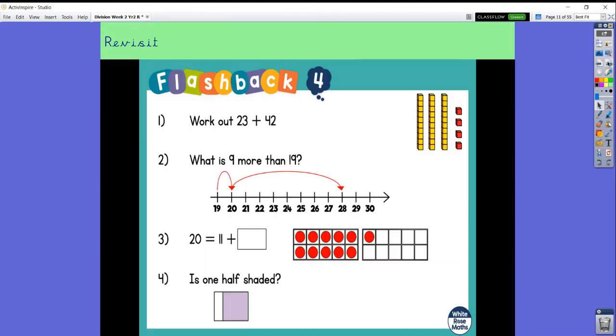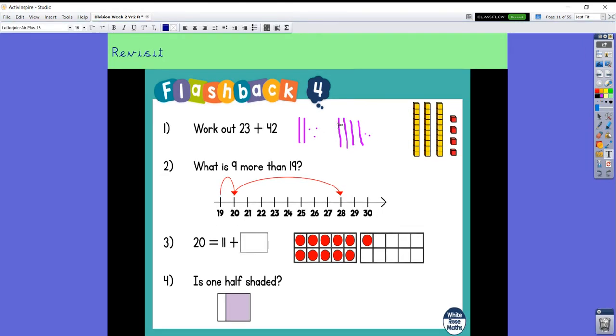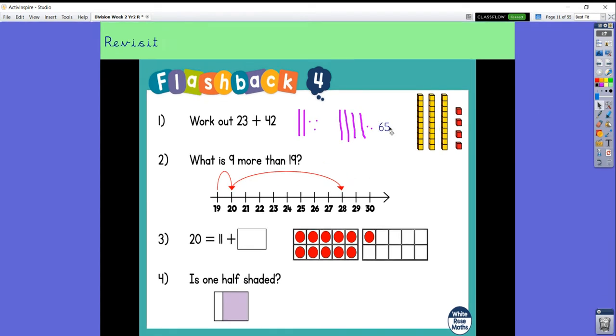First of all, let's warm up our maths brains. Here we go. Press pause and have a go. Super. So let's have a look. So 23 is 2 tens and 1, 2, 3 ones. And we're going to add it to 42, which is 4 tens and 2 ones. Let's add our ones together and we get 5 ones. And we've got 1, 2, 3, 4, 5, 6 tens. So 6 tens and 5 ones gives us 65.